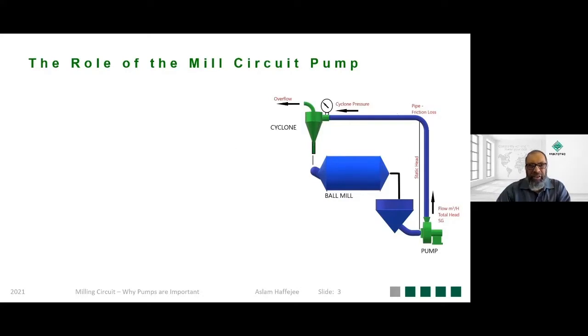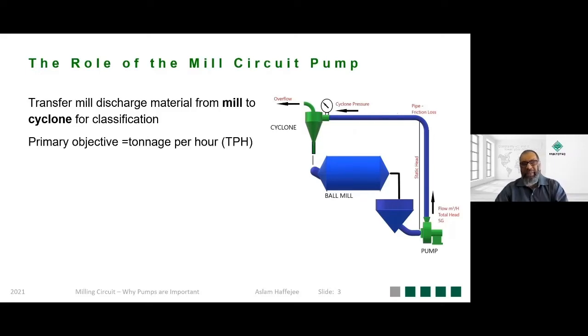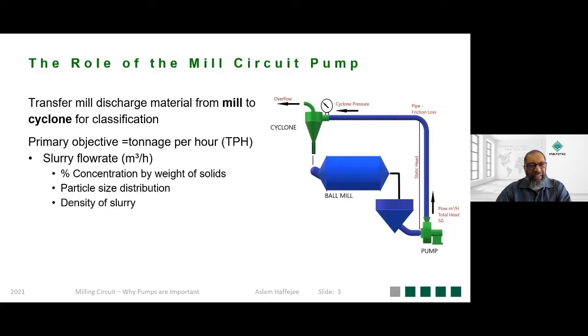Okay, just briefly, that's your mill circuit diagram. You see the pump there. Essentially, when people talk about the mill circuit, the main focus is on tonnage per hour. Now, tonnage per hour has connotations of something dry, right? Whereas the pump, very differently, is always considered to be pumping a mixture of solid and liquid, and therefore we consider the measure of whatever we're doing with the pump in cubic meters an hour, the slurry flow rate.